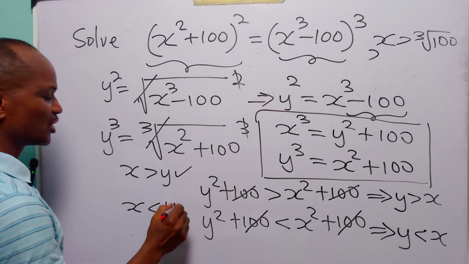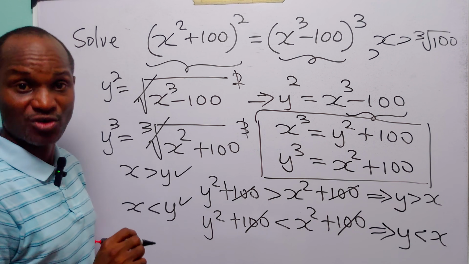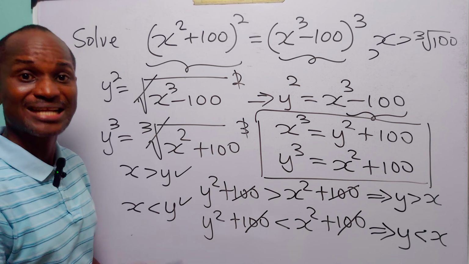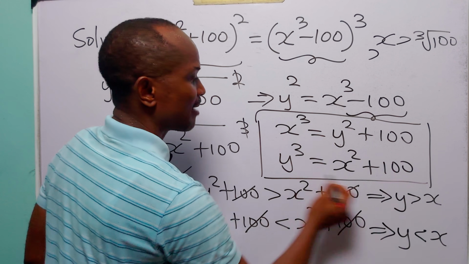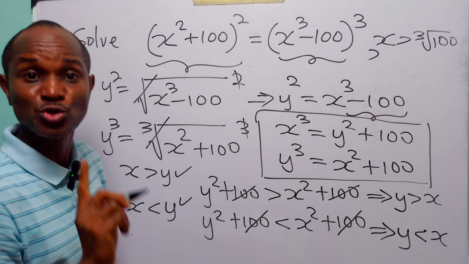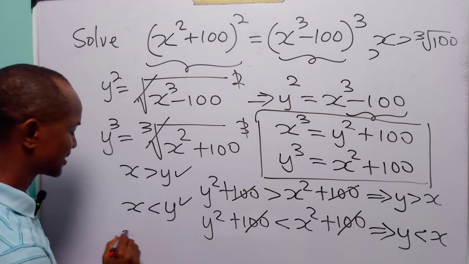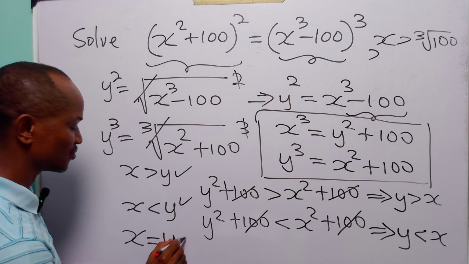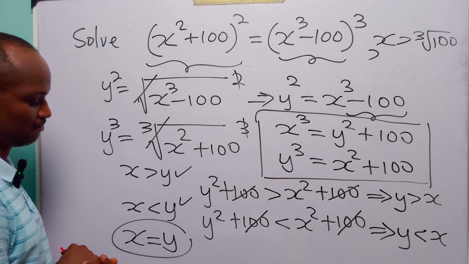So, whichever way we go, we land in a contradiction. So that simply means that the only way that this system of equations is going to have a solution is if x is equal to y.